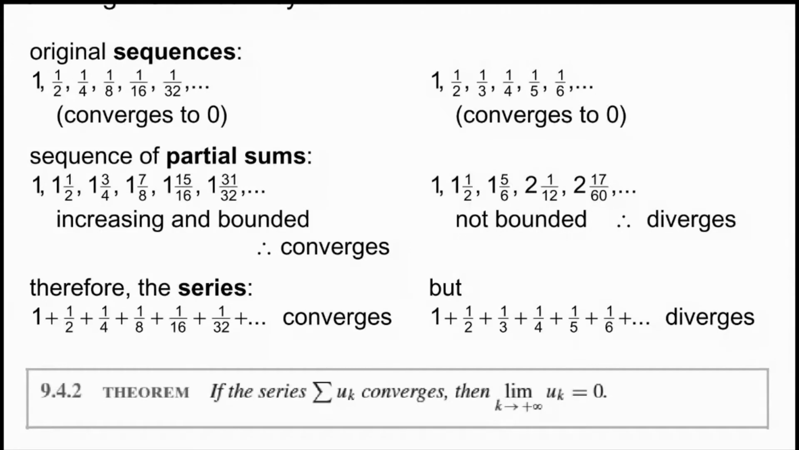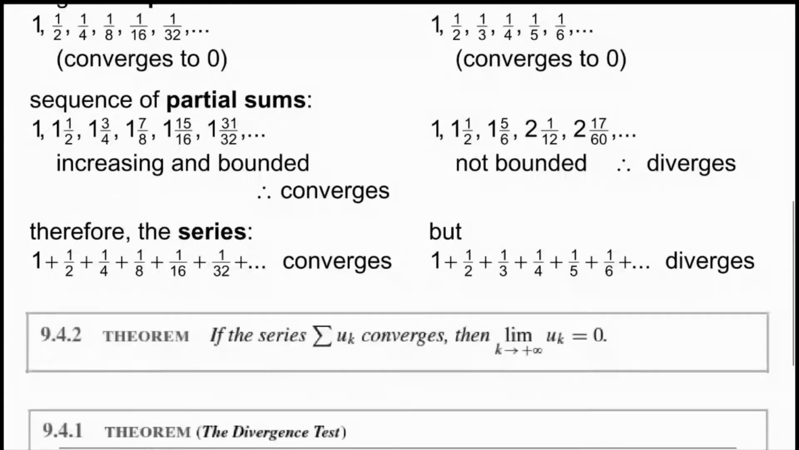The only thing I can tell by looking at the terms and seeing if they approach 0 is that if they don't approach 0, I know for sure the series is going to diverge. So that's what the nth term test is.